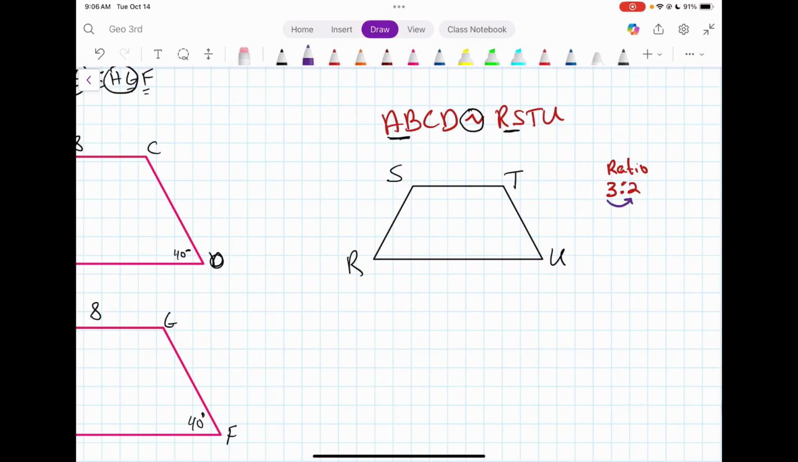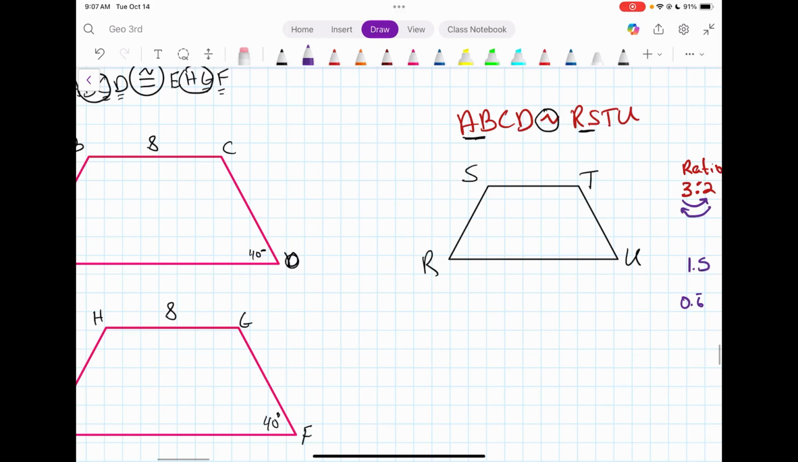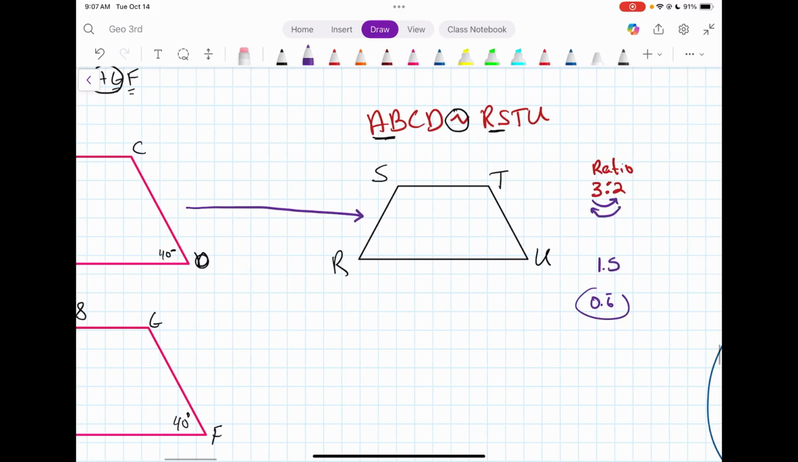3 divided by 2 would give me 1.5. Or if I did it in the other direction, 2 divided by 3 would give me 0.6 repeating. So therefore, what that means is ABCD has side lengths 1.5 times bigger than RSTU, or you could work that backwards. If we were to multiply all the side lengths of ABCD by this 0.6 repeating, that would give me the side lengths of RSTU.